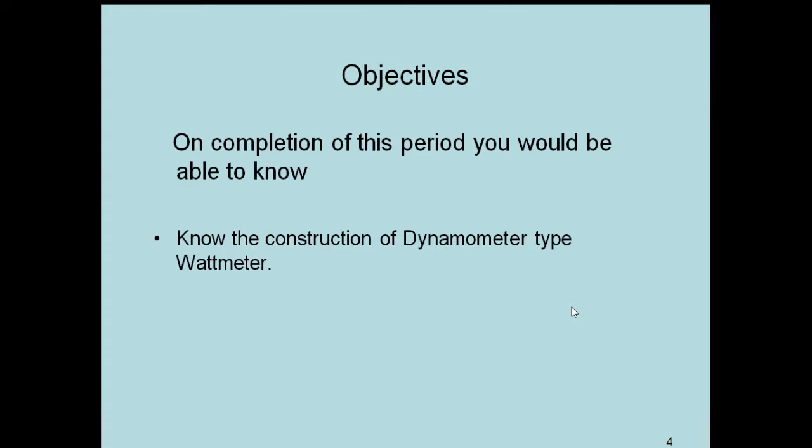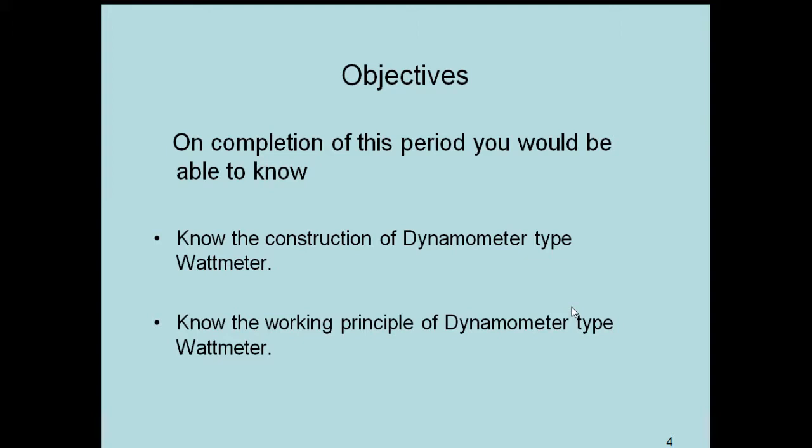After completing these problems, we are going to discuss the construction and working of the dynamometer type wattmeter. It is an instrument which is used to measure power. How it is constructed and what parts exist in it, we are going to discuss.